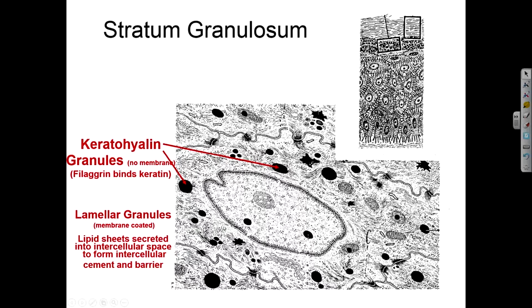These are not membrane bound. And lamellar granules, which are membrane coated. And the lamellar granules contain lipids and compounds that form an intercellular cement. So the lamellar granules are secreted between the cells and help to act as a barrier to water, because the lipids are hydrophobic, and also as a glue to hold the cells together somewhat.